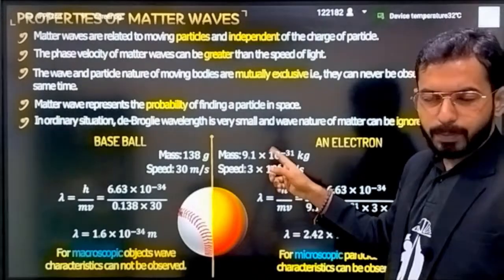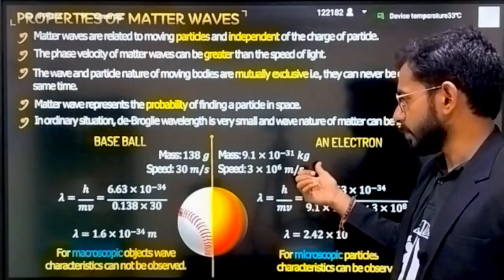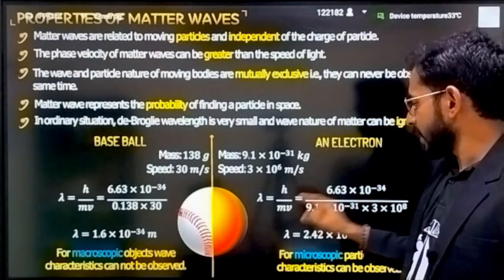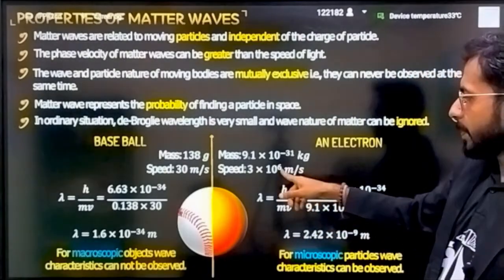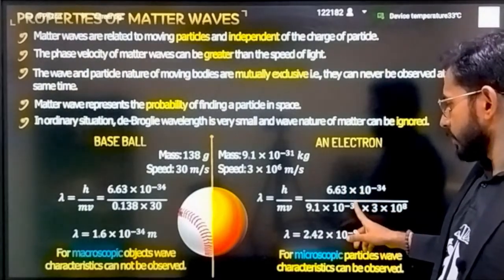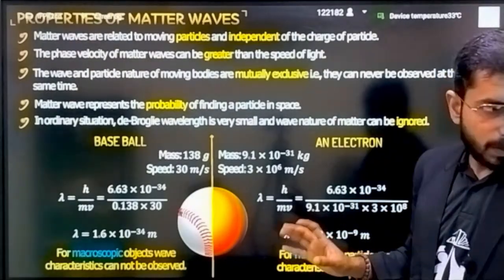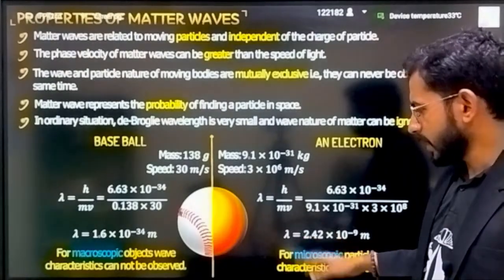Mass is what? 9.1 into 10 power minus 31 kg. Speed is what? 3 into 10 power 6 meter per second. So when you calculate the velocity, I have written it wrong here, it is 3 into 10 power 8 meter per second. So when you calculate the wavelength, you will get 2.42 into 10 power minus 9. That is a little bit fine. Okay, in terms of meter we are calculating.